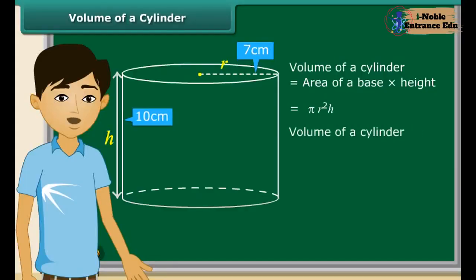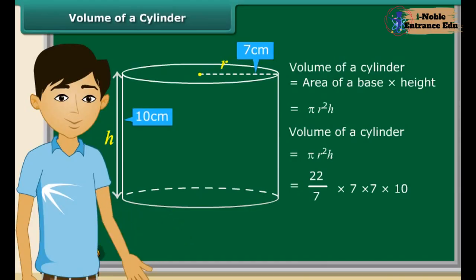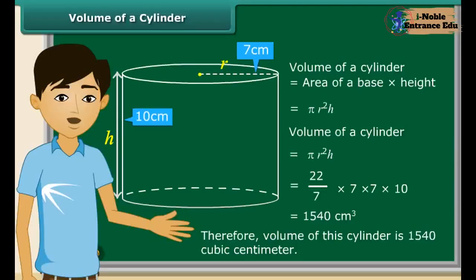We know the formula for volume of a cylinder is pi r square h. Now we need to substitute the values here. So, 22 by 7 into 7 into 7 into 10. This gives 1540 cubic centimeters. Therefore, volume of this cylinder is 1540 cubic centimeters.